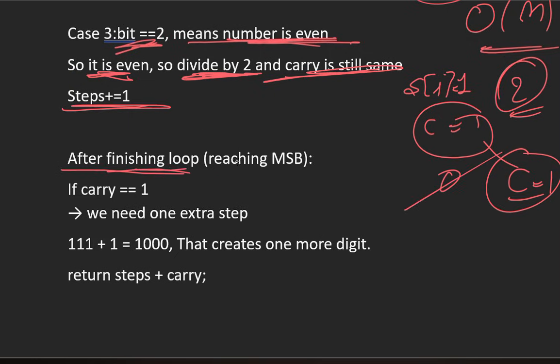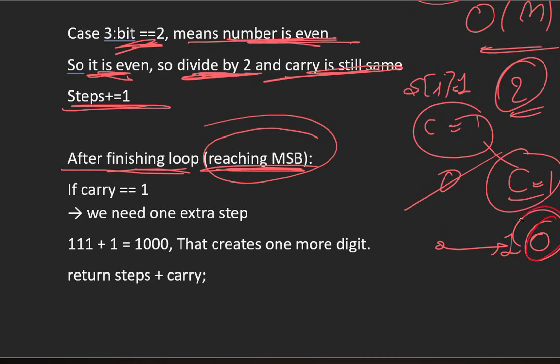And once we finish the loop, that means we are reaching the most significant bit, right? In the above loop, we are iterating from the last character up to the index 1. We are not checking the index 0, because we want length one, right? So at that point, if carry is equal to 1, what do we need? We need one more extra step.